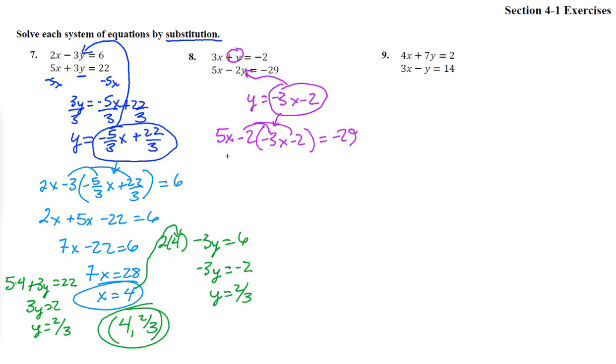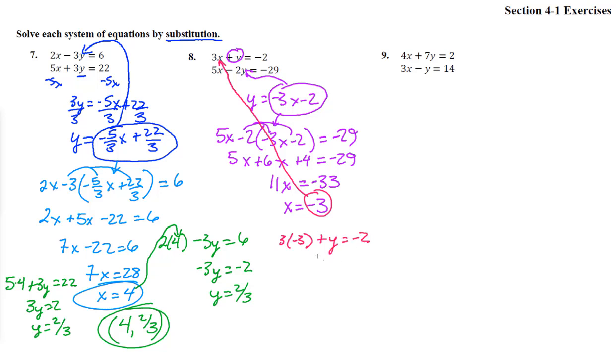Distribute. Look, we have a nice equation we know how to deal with. 5x plus 6x plus 4 equals negative 29. That's 11x. Subtract 4 over there, and we get negative 33. Then divide by 11 and we get x equals negative 3. So now we take this negative 3 and stick it back up in there, like right there. We get 3 times negative 3 plus y equals negative 2. That's negative 9 plus y equals negative 2. Add 9 and we get y equals 7.